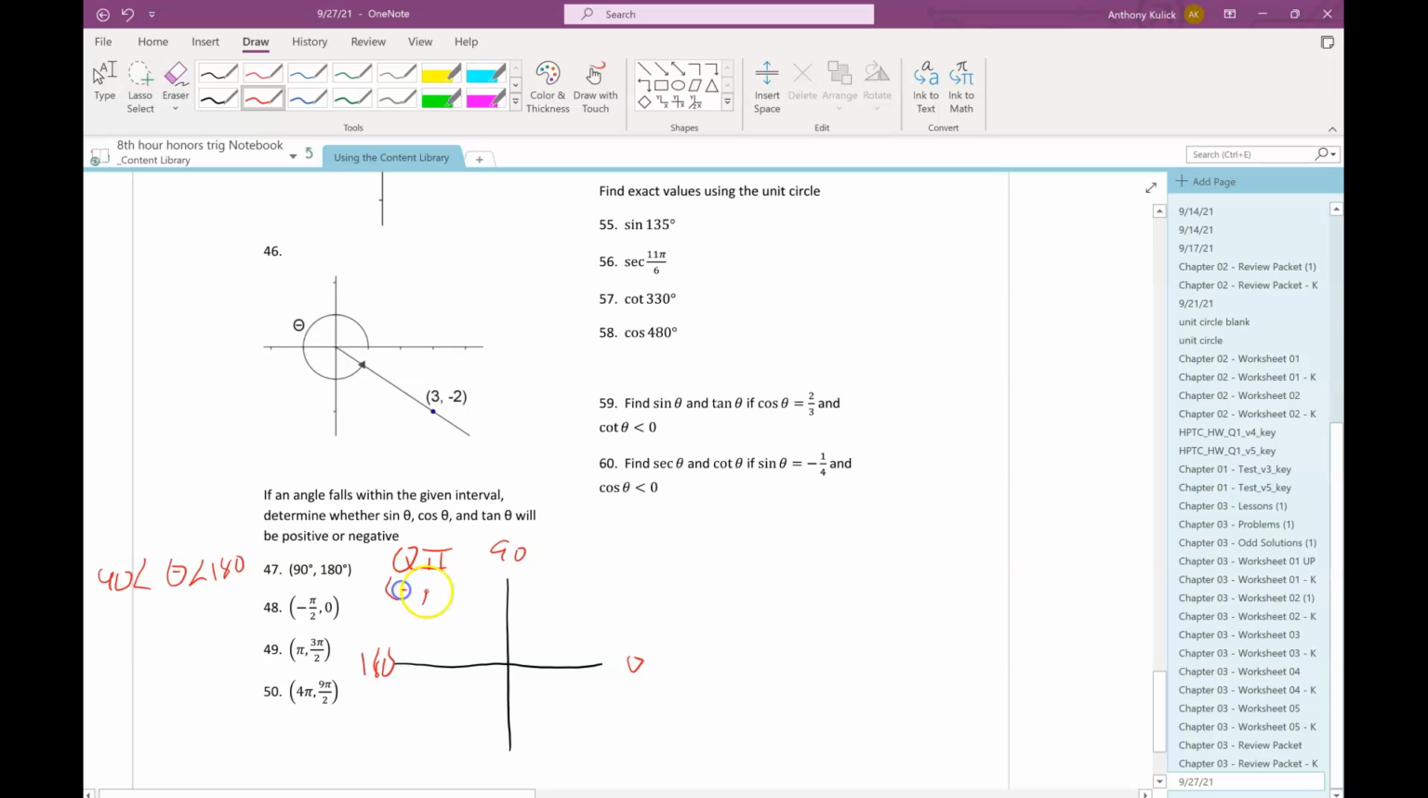So that's where the x is negative and the y is positive. So I remember that sine is the y coordinate, which is positive. Cosine is the x coordinate, which is negative. And tangent is y over x, which is positive over negative, or just negative. Yeah, that makes sense.